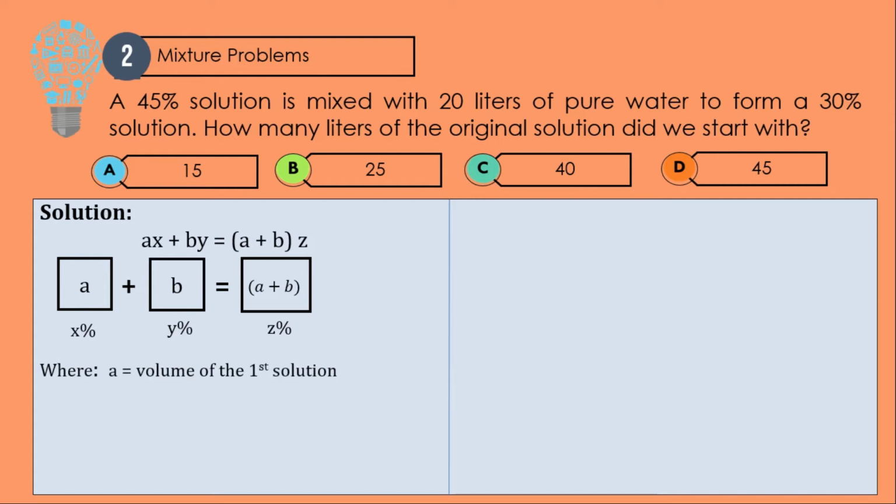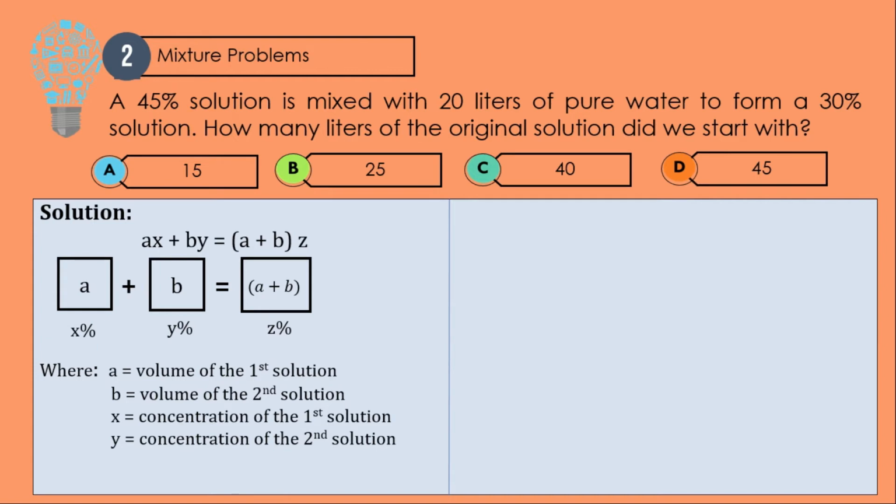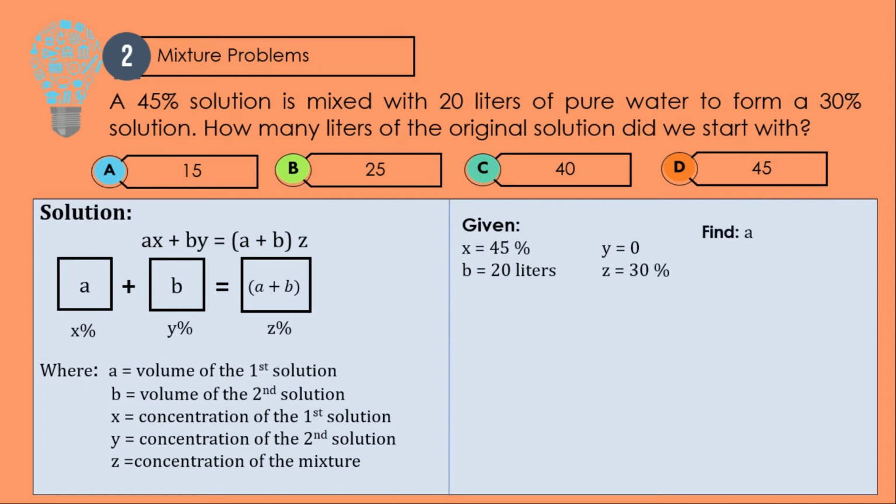to the volume of the first solution, B the volume of the second solution, X is equivalent to the concentration of the first solution, Y is equal to the concentration of the second solution, and Z is equal to the concentration of the mixture. Now let's determine the given. We have here the concentration of the first solution, which is 45%, and 20 liters, the volume of the second solution. Since it is mixed with pure water, it means that there is no concentration of the second solution. And we also have here 30% solution, which is the concentration of the mixture. So what is being asked in the problem is the volume, the liters of the original or the first solution. So we need to find A here.